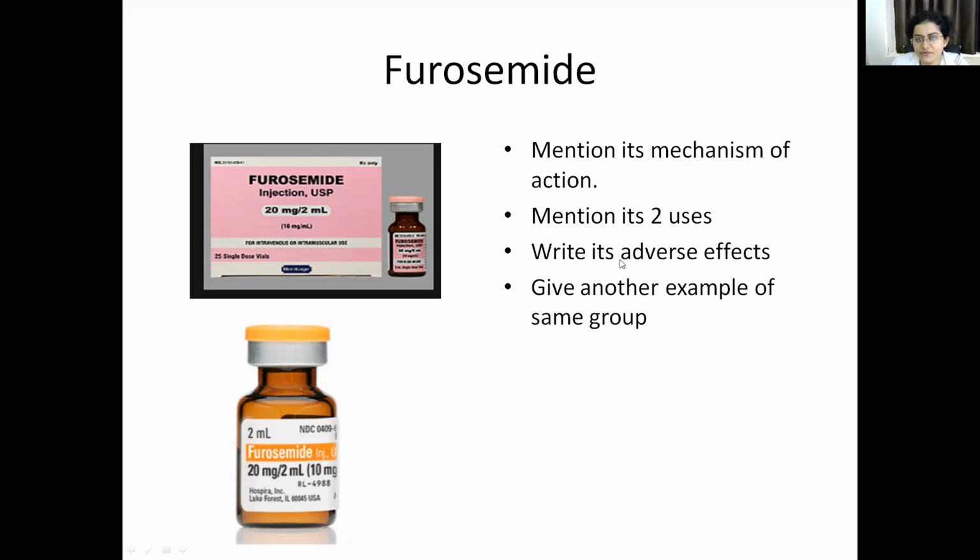In spotters, we can ask any one or two questions: either write the mechanism, or mention two uses, two adverse effects. So you have to read in detail about this drug. Then give another example of the same group. Other examples will be torsemide, bumetanide, ethacrynic acid. These are a few other examples which belong to the same loop diuretics or high saline diuretics.